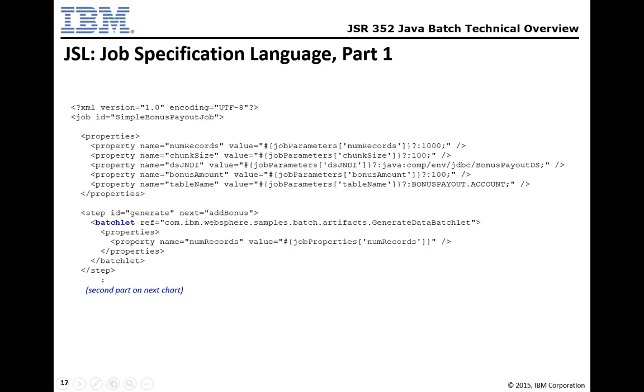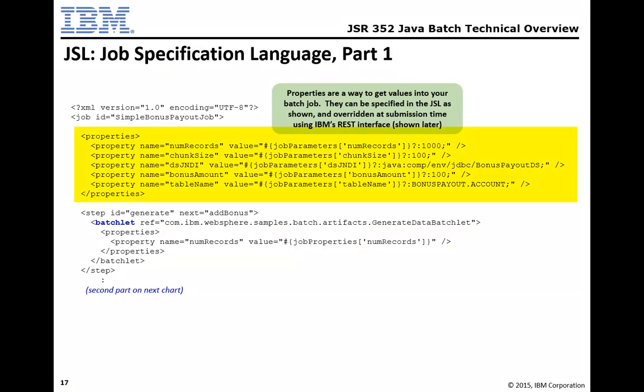Now let's take a look at the job specification language file, which is often referred to as the JSL file. We'll do this in two parts. If we put everything on one chart, the type would be too small to read. These are the job properties. Job properties are values that are used by the Java code in the job steps to control how the programs run. Here we see properties such as the number of records to write, the chunk size to use, and information about how the database can be reached. The values you see here are the default values. These can be overridden at job submission time.